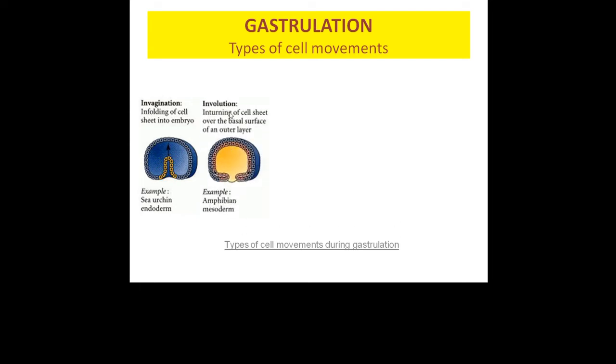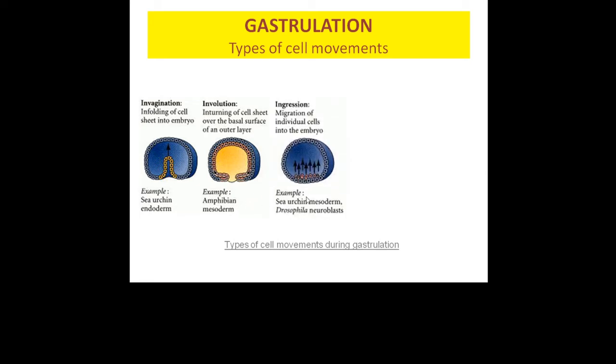Next is involution, which is inturning of cell sheet over the basal surface of an outer layer, as is shown here by the yellow colored sheet of cells which is inturning or involuting over the blue colored sheet of cells. This kind of movement is seen in amphibian mesodermal cells.